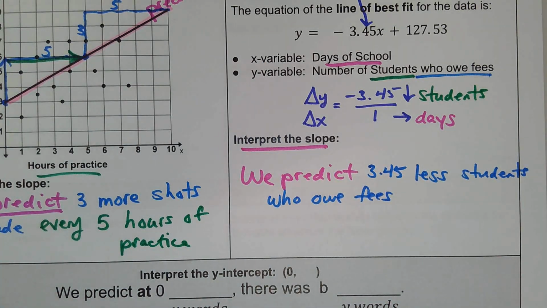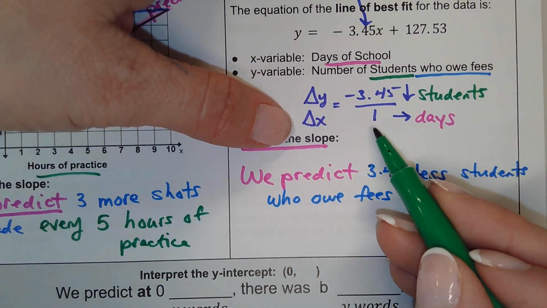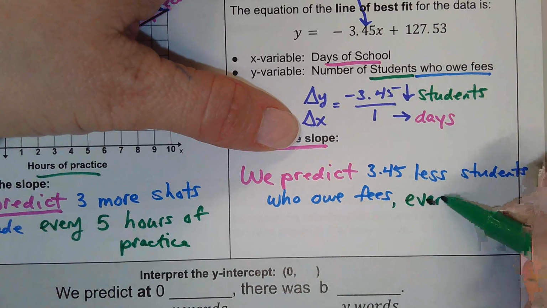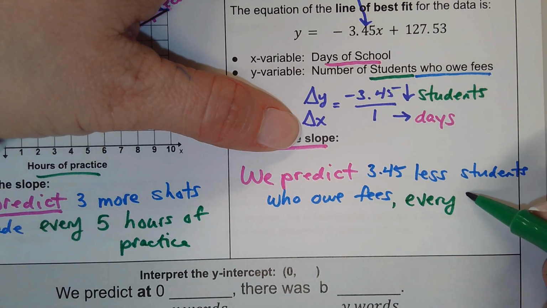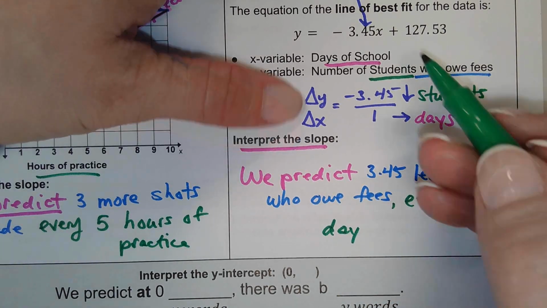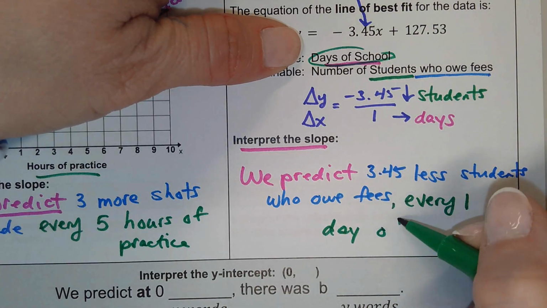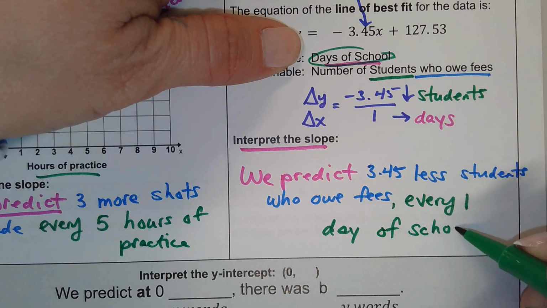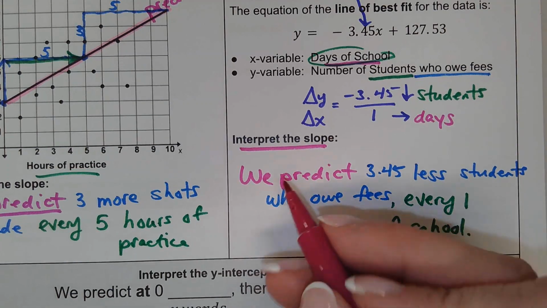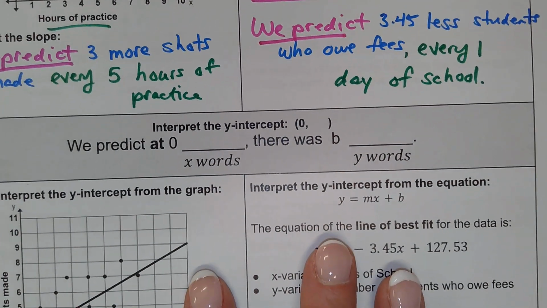Now what about the second part of the sentence? 3.45 less students who owe fees every 1 day. Let's say the whole thing: days of school. And we just have to remember to say we predict. The y-intercept is very similar to that.